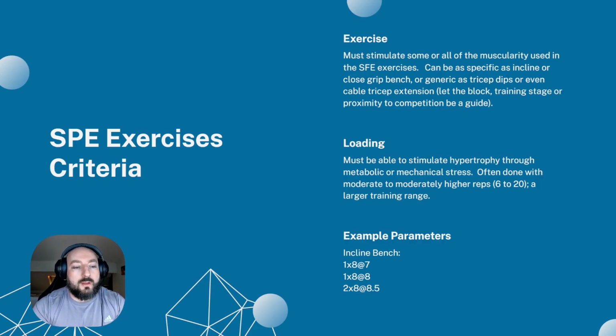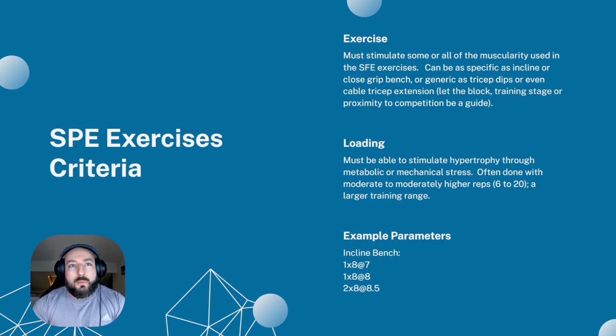So on that criteria, it can be very generic. So, for example, tricep dips or dumbbell overhead press falls within this category, but they're generic examples, and they're best served off-season or for beginner lifters. For more advanced lifters, especially in season or coming up to competition, the SPE exercise examples will probably best be close grip bench press, incline bench press, stuff that resembles a part of the movement itself, but not quite SDE.